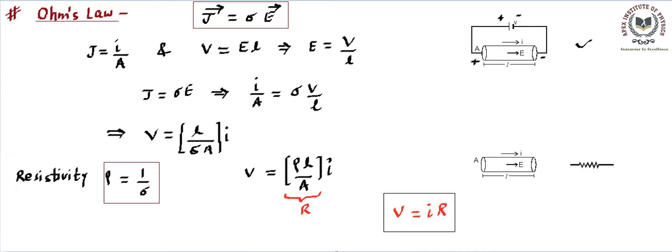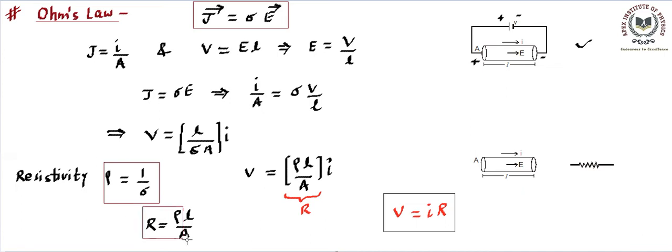So either you can write Ohm's law in this form or in this form. Both are correct. But in most cases, in order to solve circuits, we are going to use this form of Ohm's law, that is V is equal to IR. Now this R is basically a number that we have assumed to be rho L upon A. So rho is the resistivity of the material, L is the length of the conductor, divided by A, which is the area of cross section of that conductor.